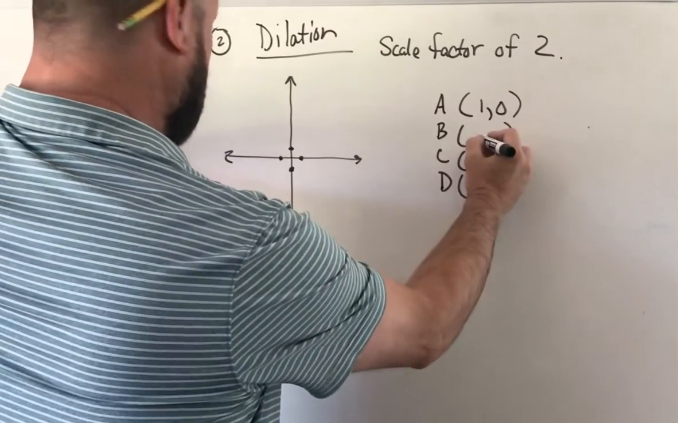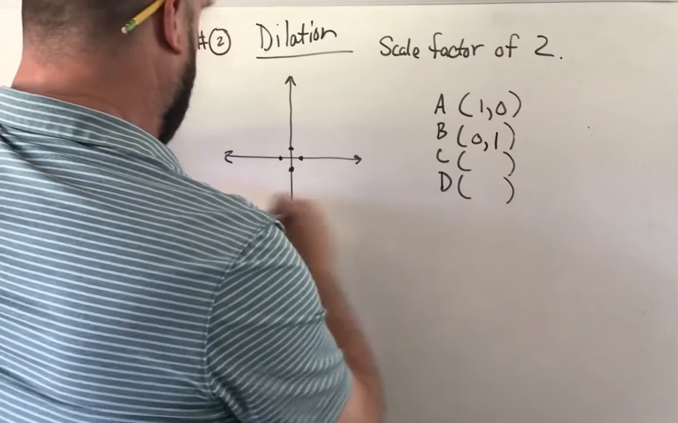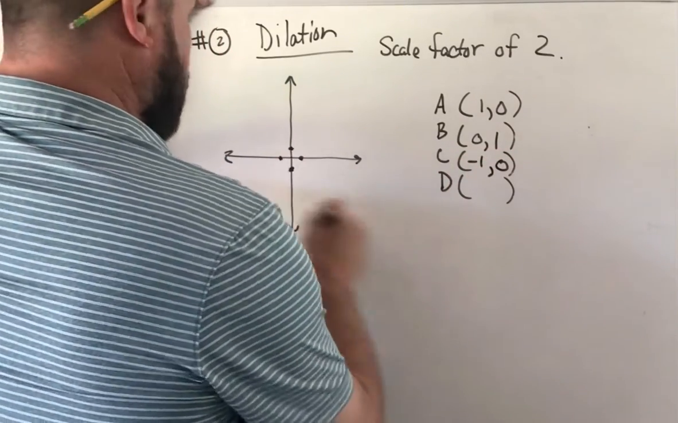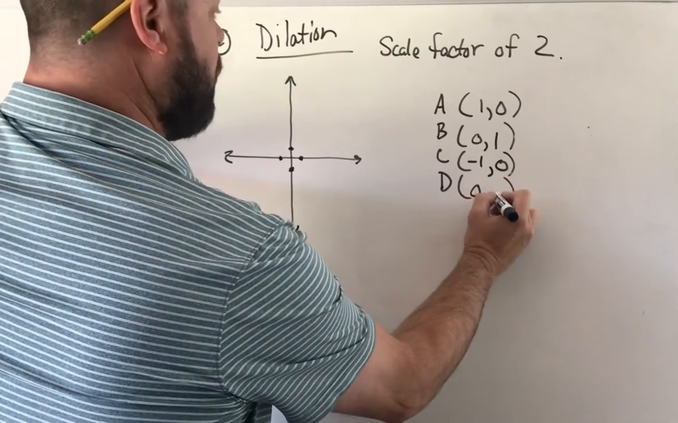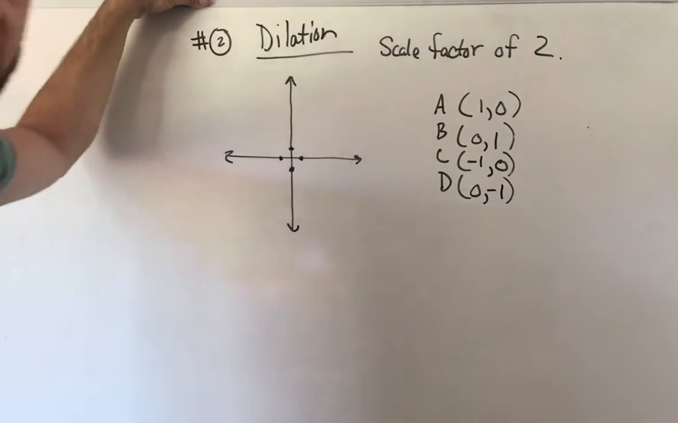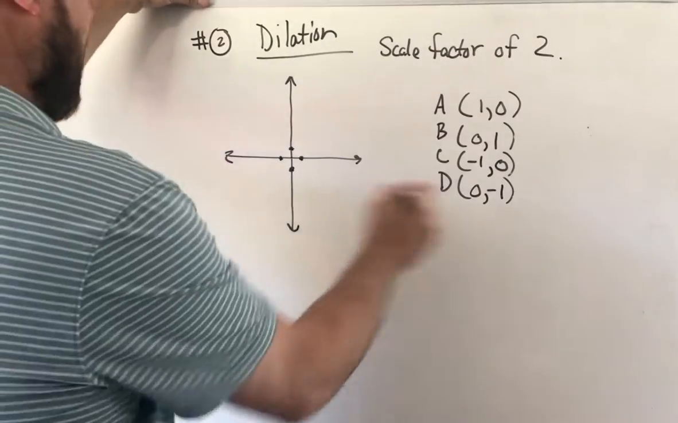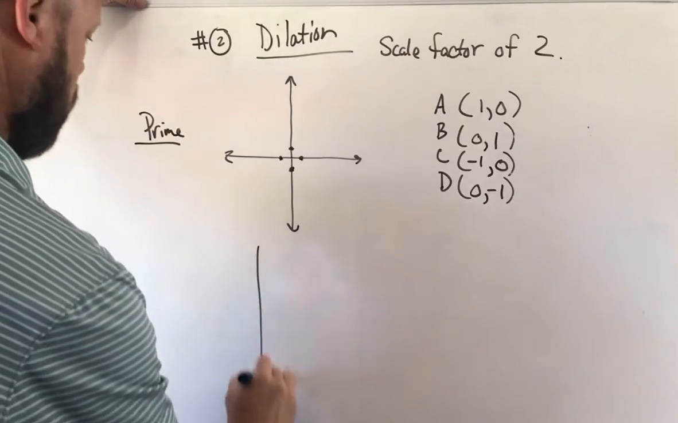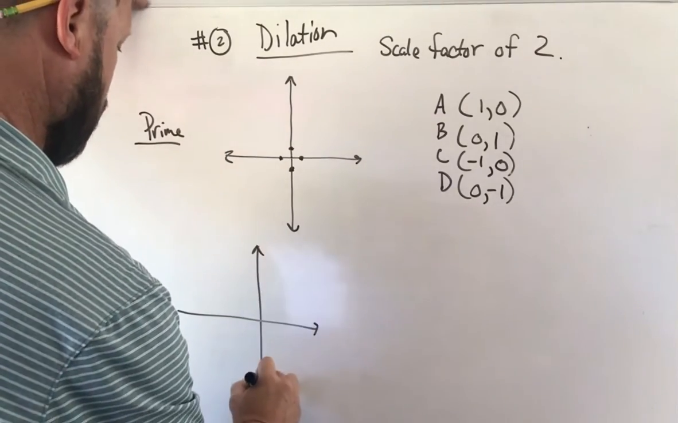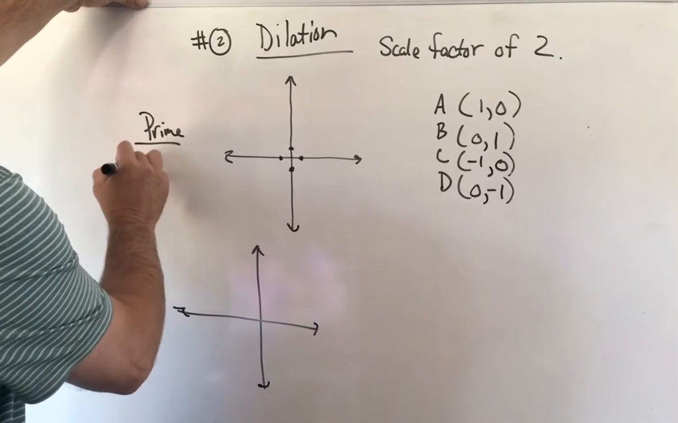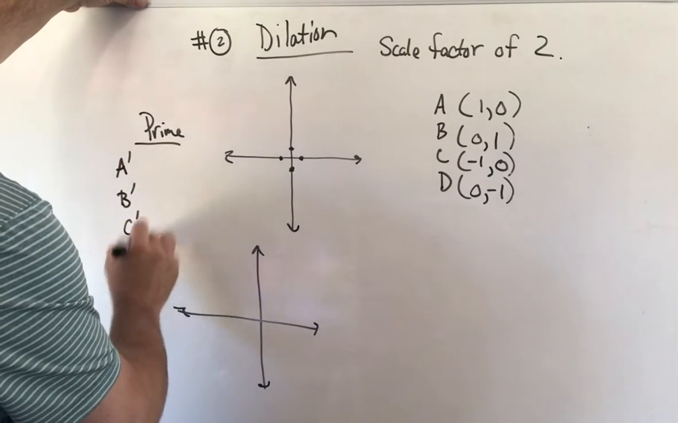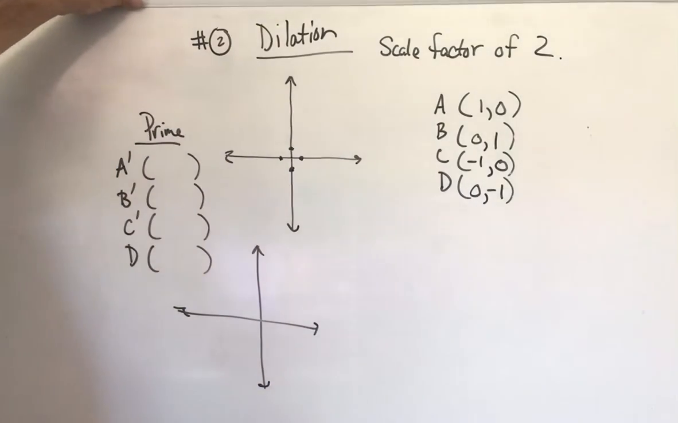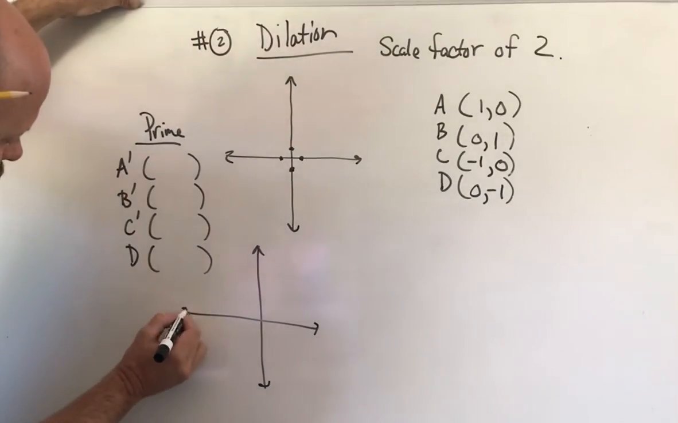A is over 1, up 0. B would be over 0 up 1, C is back 1, up 0, and then last but not least D is over 0 down 1. So go ahead and pause the video. I would like to see my prime over here, and then we will also go over the graph of this, okay? So I want A prime, B prime, C prime. Go ahead. Pause it. Do what you need to do to be successful here.